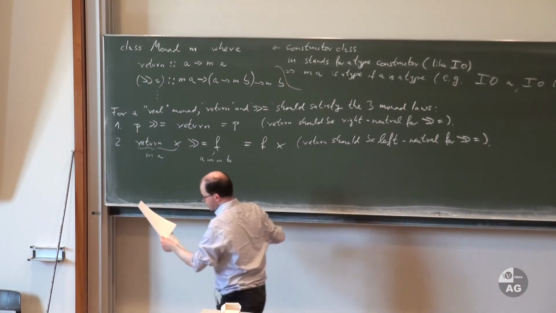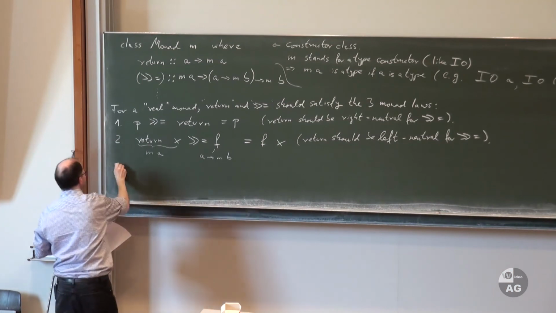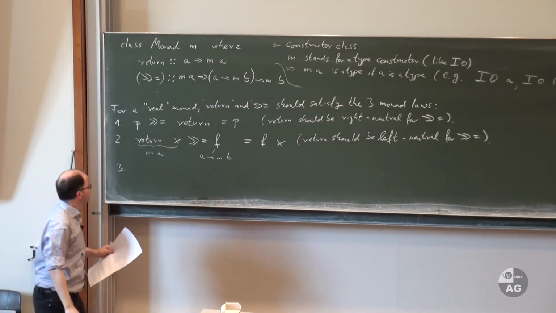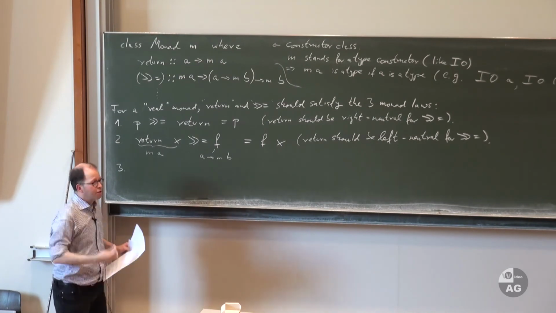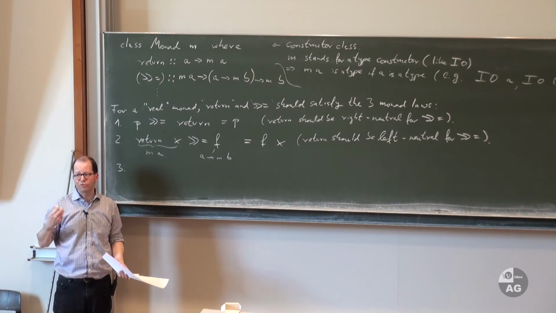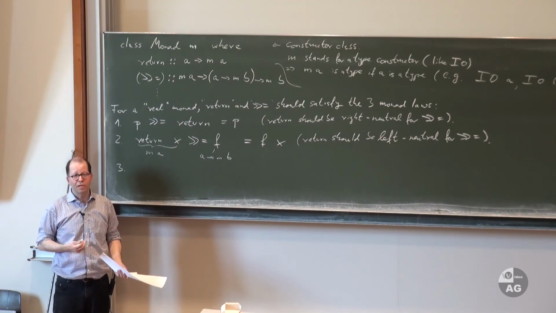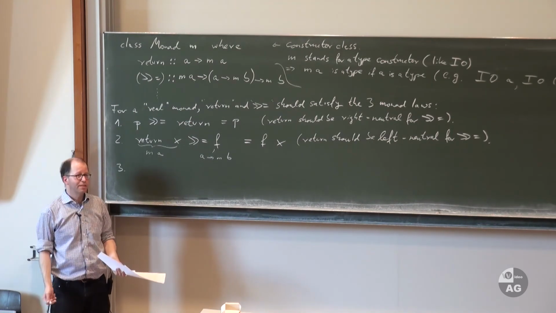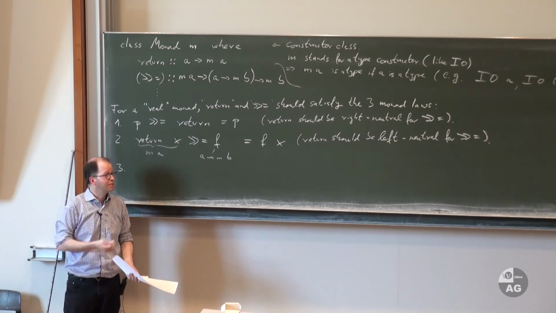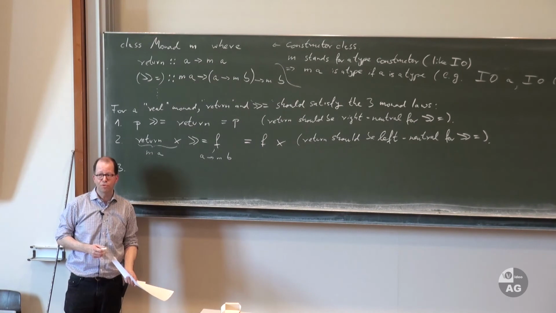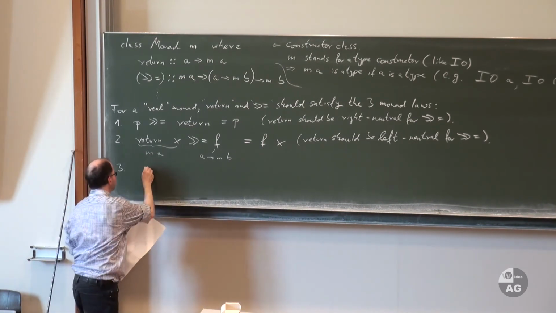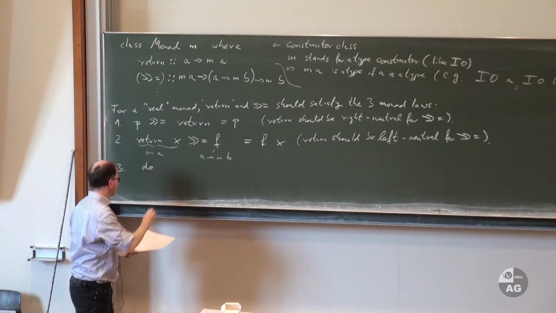And the last statement says that bind should be associative. Let me write this down in the do notation, because this do notation is available for every monad. So not just for I/O, but for every monad. So if you define your own monad and you say my new type constructor is an instance of class Monad, then you can also use the do notation. That can be convenient.